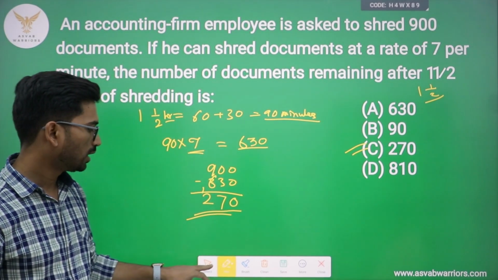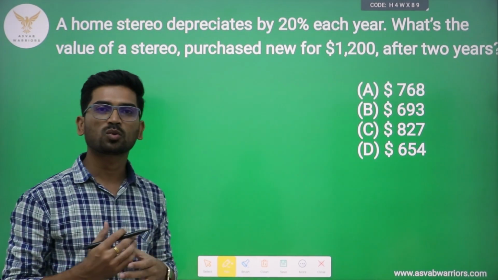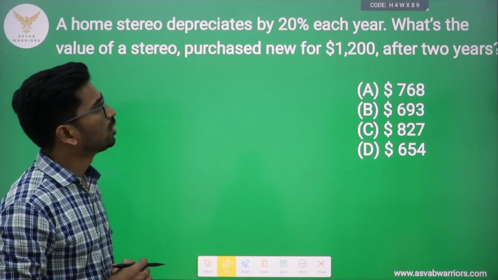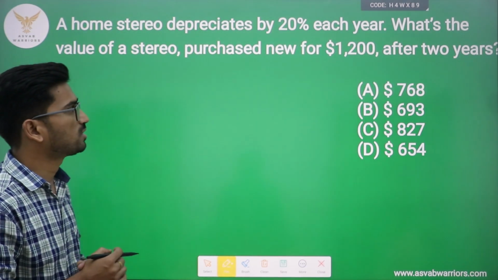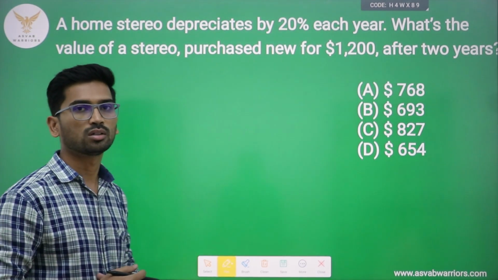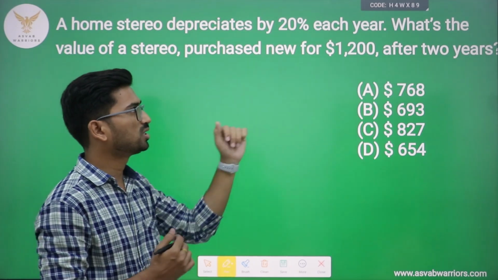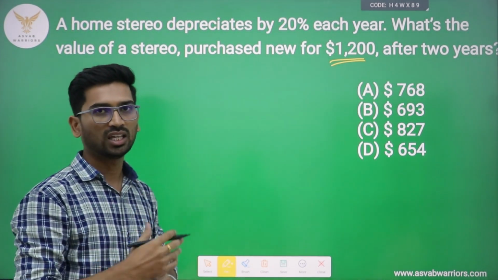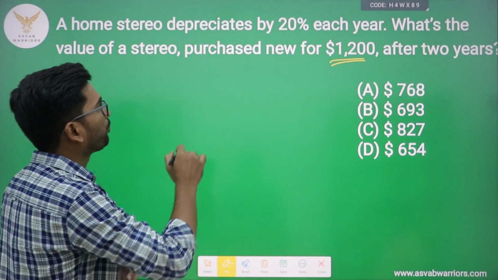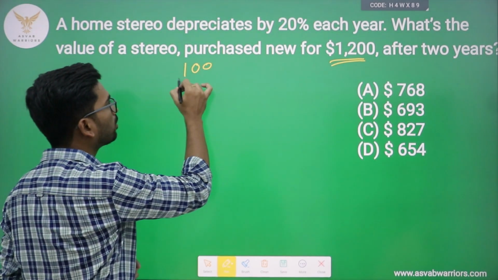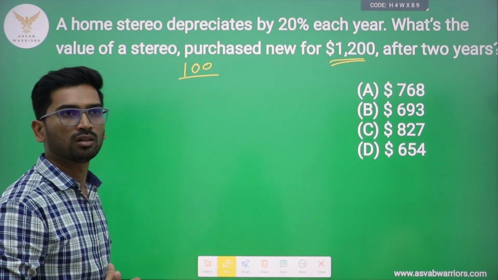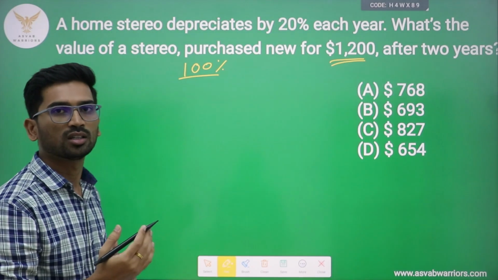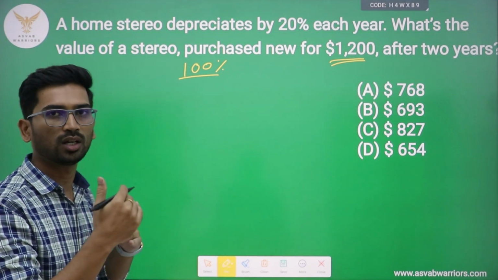Let us move on to our next question. So our next question says a home stereo depreciates by 20% each year. What's the value of a stereo purchased new for $1,200 after 2 years? So there is a stereo which was purchased at a price of $1,200 and it depreciates by 20% each year. Now if we assume that the value of the stereo was 100%, which was 1200. Now after 1 year, the value of the stereo will depreciate by 20%.